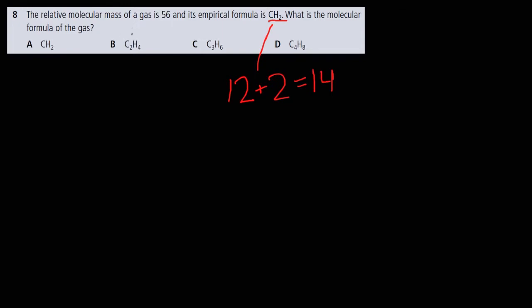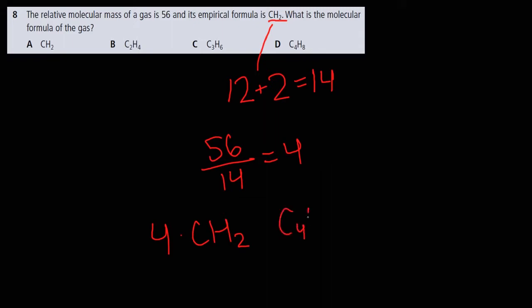Now, since we're told that the relative molecular mass is 56, then we can find the multiplier by taking that mass and dividing by 14, which it turns out is 4. So then, we apply that multiplier to the original empirical formula here. You can think of it that way if you'd like, and then you'll end up getting C4H8, which is D.